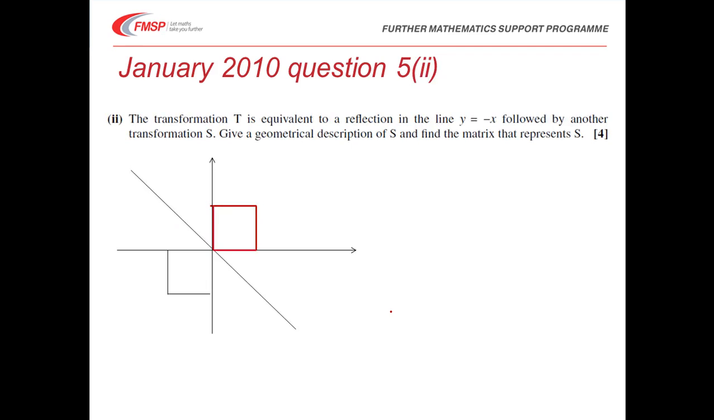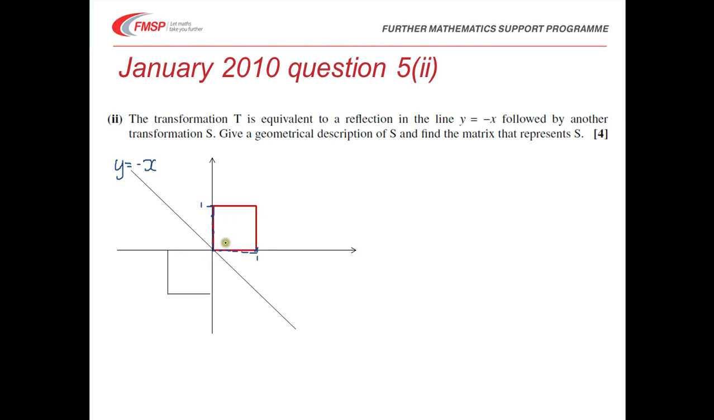If we now look at the second part of the question, it says the transformation T is equivalent to a reflection in the line y equals minus x, followed by another transformation S. So what I've done here is I've drawn in the line y equals minus x, and I've taken the unit square. Now, we only looked at these two vectors the last time, but I have just drawn on the unit square. Some of you might find that easier.